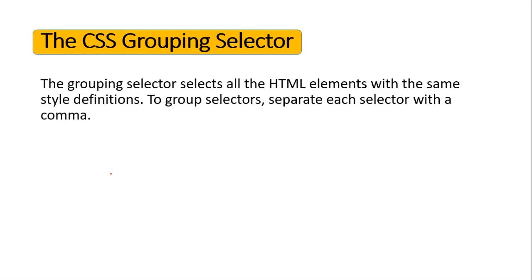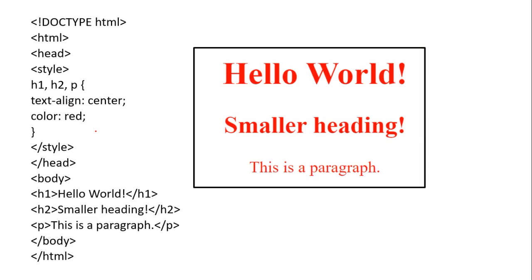After that, here we have the CSS Grouping Selector. This is also very important in CSS. The grouping selector selects all the elements with the same style definition. To group selectors, separate each selector with a comma. Suppose you have heading 1, heading 2, heading 3, and a paragraph also, and some different headings also, and you want the same CSS styles for all of your headings and all of your paragraphs, we can use the CSS Grouping Selector.